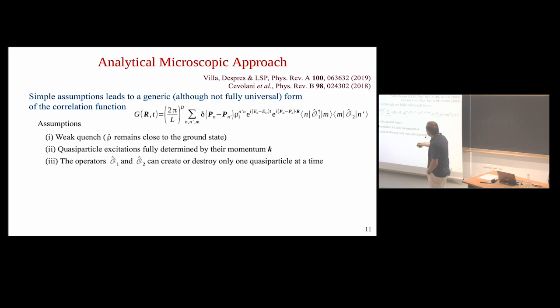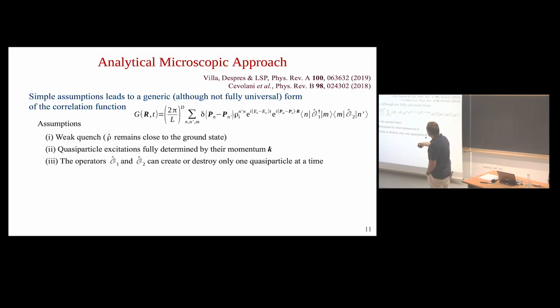The second important assumption I will make is that these operators are simple operators and are just able to generate or destroy one quasi-particle and not more than that. This may look like a strong hypothesis, but in practice, for many systems, this is what happens. Each operator is just generating one quasi-particle or destroying it.